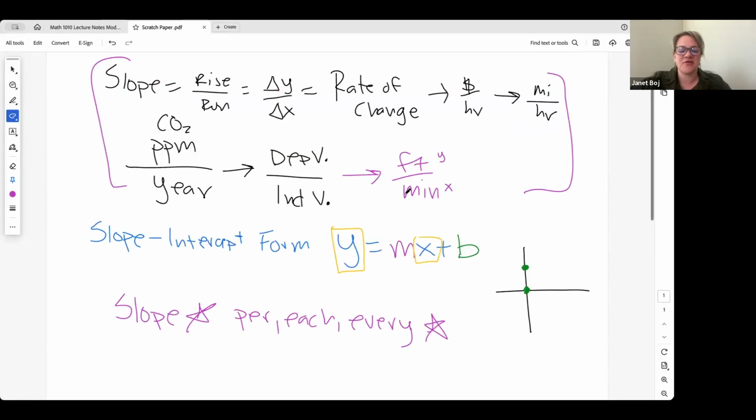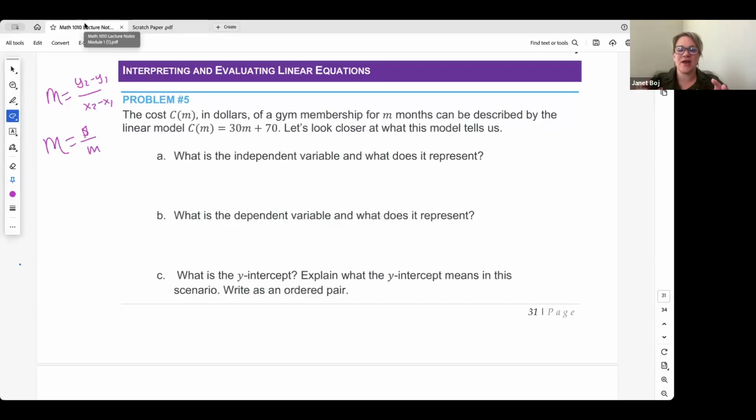So we talked about this before. Now we're talking about dollars per month. Once you see that slope, that helps you dissect the whole idea. What is the independent variable? What does it represent? The independent variable is M, and it represents the number of months. We know that it's independent because time just keeps on ticking. It doesn't depend on anything else.